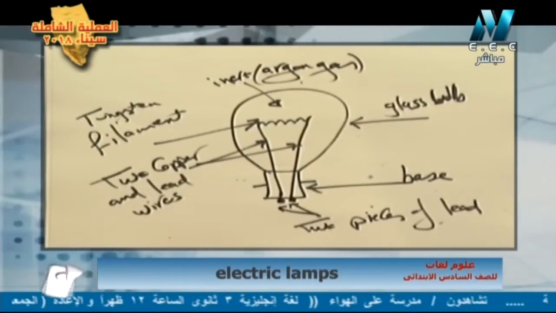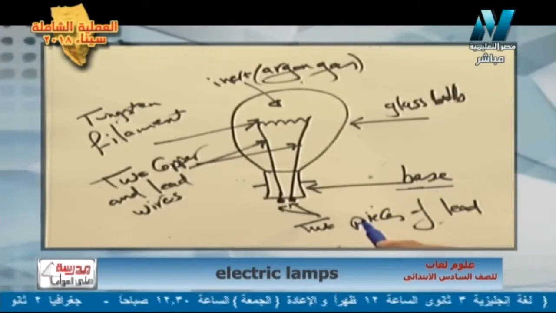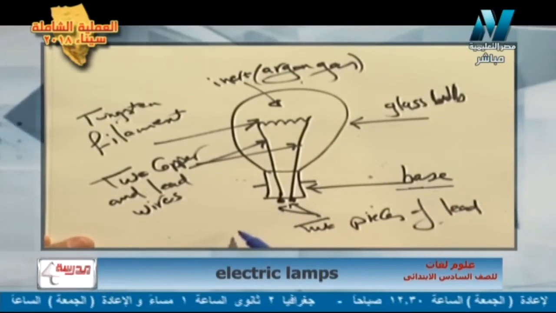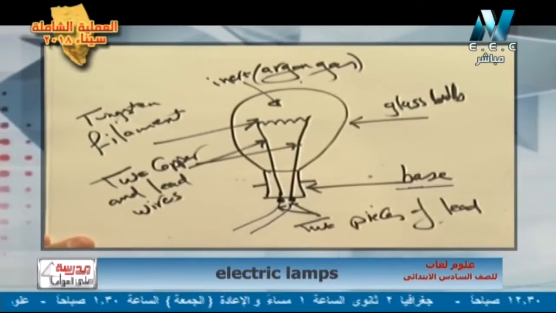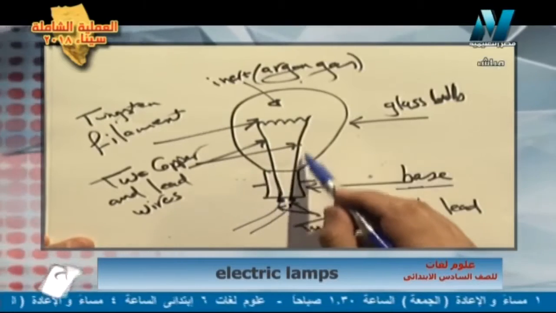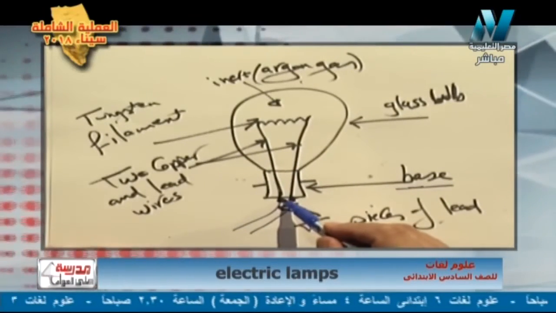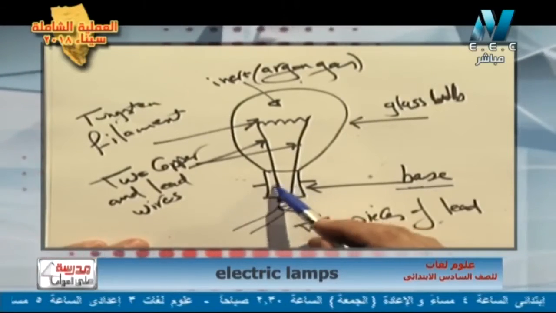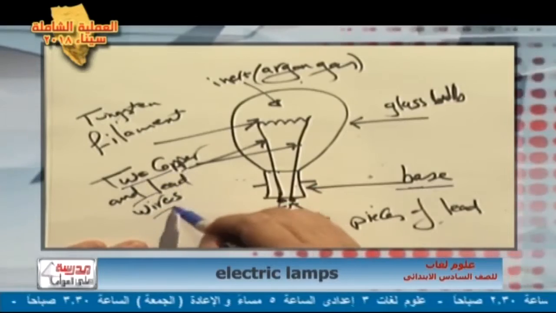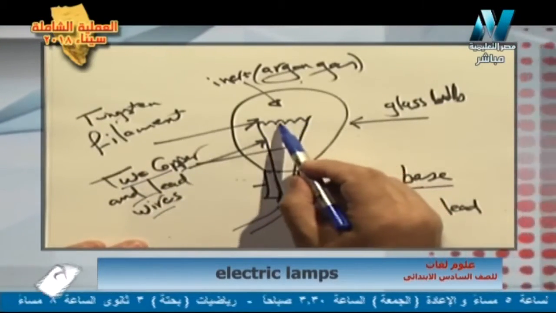The base القاعدة, it carries the lamp, هي اللي بتشيل اللمبة, and position it. And also it connects the electric current, التيار الكهربي جاي عن طريق two wires from the electric current source to the two copper and lead wires. يبقى ال two pieces of lead, they connect electricity or the electric current to the two copper and lead wires. And what about the two copper and lead wires? They connect electricity to the tungsten. هما يوصلوا الكهرباء للtungsten filament.